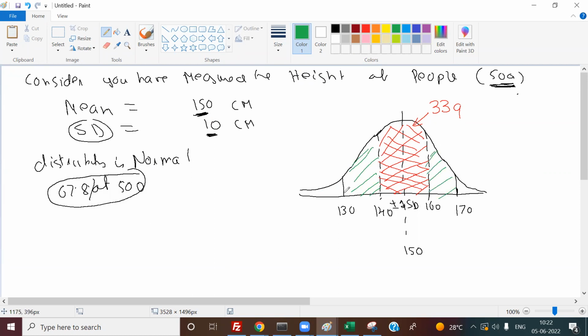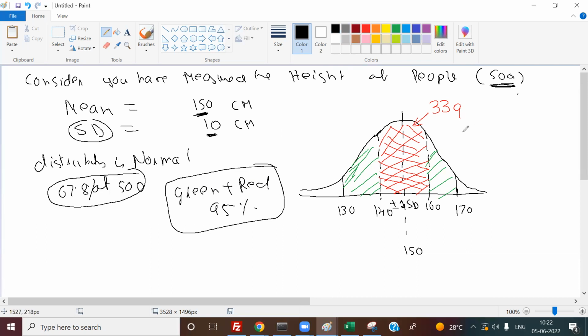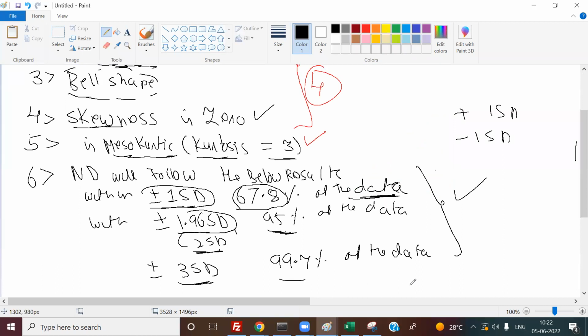So will people agree that this green plus red totally includes your 95? Let me say green plus red is equivalent to 95%. इसका 95% कितना होगा? 475. So within this region, out of 500 people whom you have done survey, 475 people would be belonging in this range if it is a normal distribution. And then you can do your further calculation for 3 standard deviation and whatever.